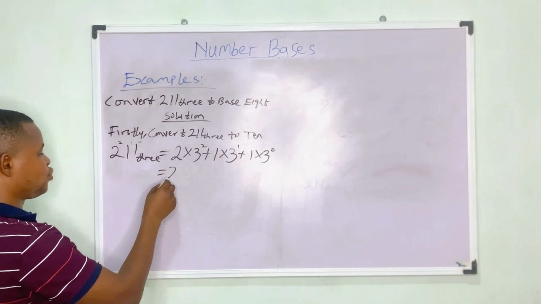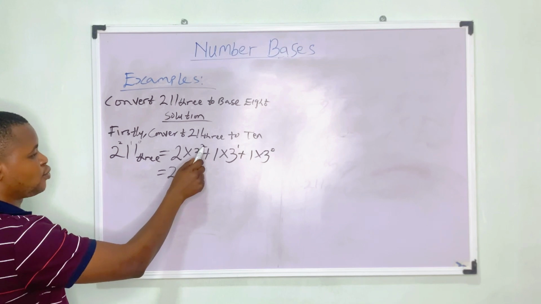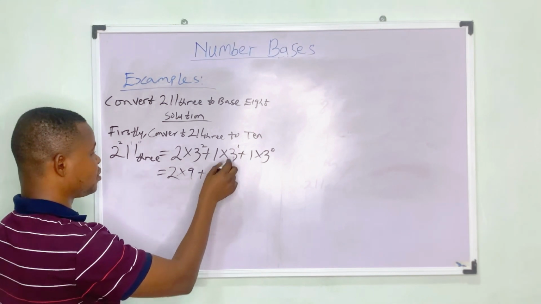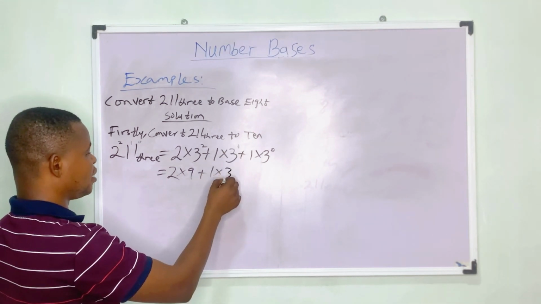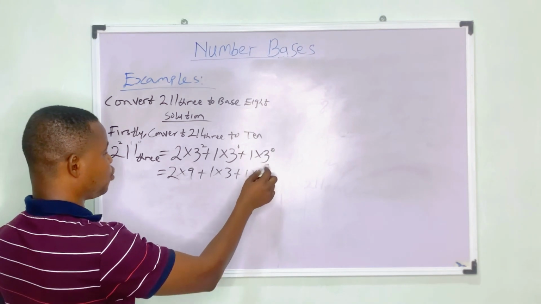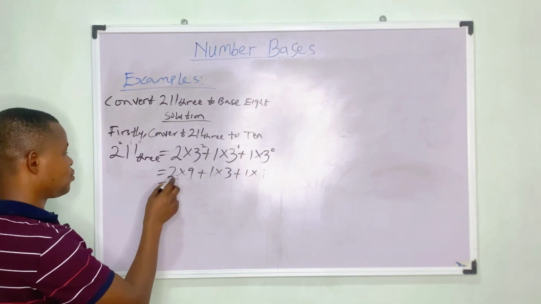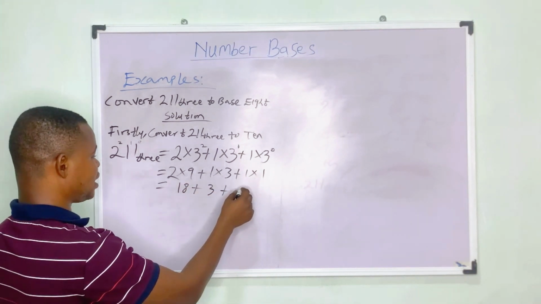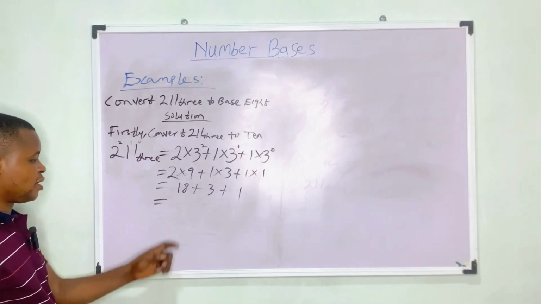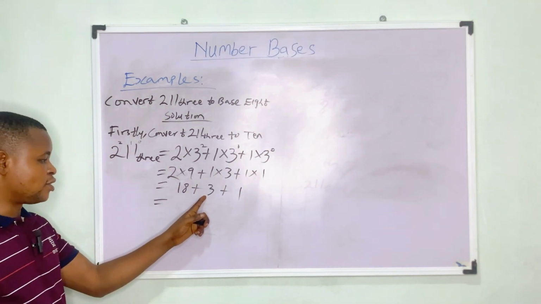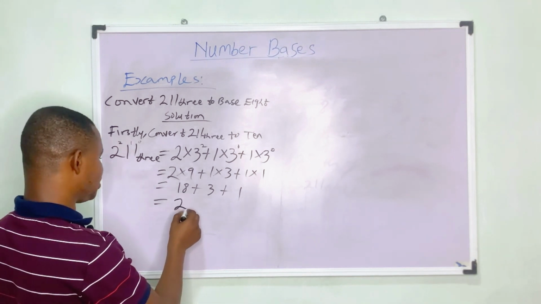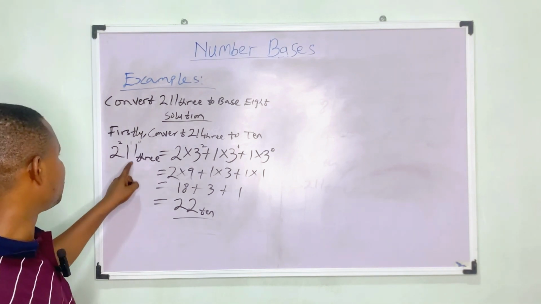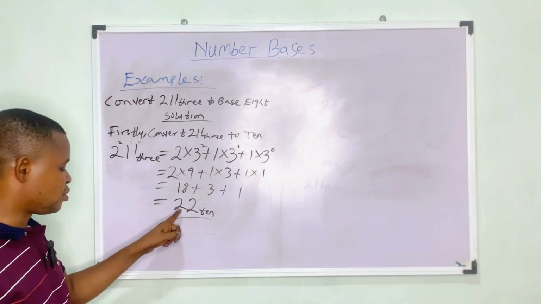Then it is equal to, we have 2 times 3 raised to power 2. That's 3 times 3, and that will give us 9. Plus 1 times 3 raised to power of 1, that is 3. And plus 1 times 3 raised to power of 0 will give us 1. We have 2 times 9, that is 18. Plus 1 times 3, that is 3. Plus 1 times 1, that is 1. So let's do the arithmetic. 18 plus 3, that is 21. Plus 1, and that is 22 in base 10. Now we have converted 211 in base 3 to base 10, which is 22.